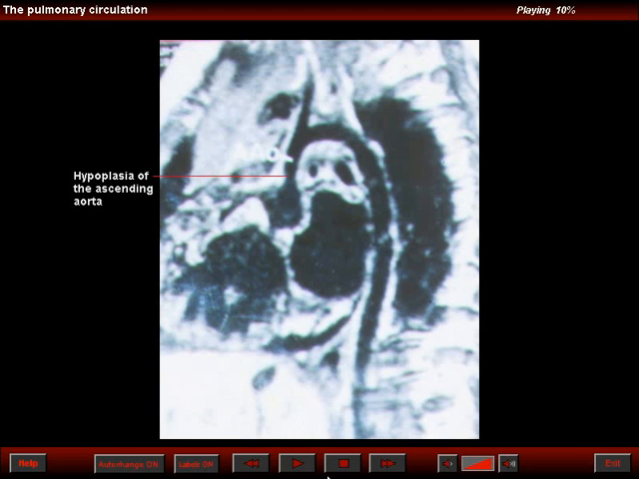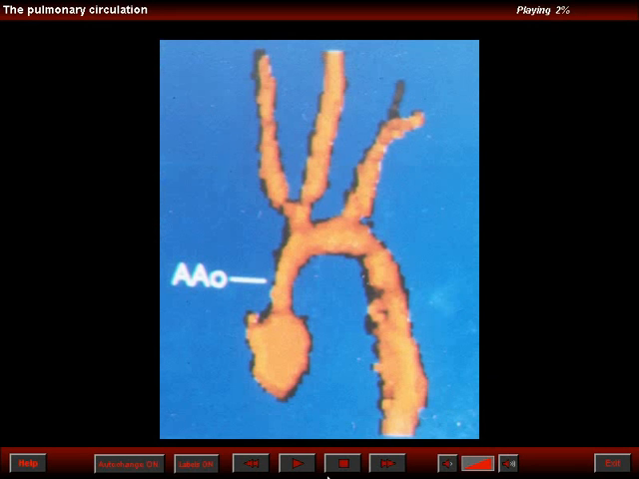CT and MR studies can reveal the tubular hypoplasia of the ascending aorta. This is an oblique MR study which reveals the hypoplastic ascending aorta in a patient with Williams syndrome. Electronic reconstruction using CT or MR can reveal the tubular hypoplasia of the ascending aorta, seen in this other case.